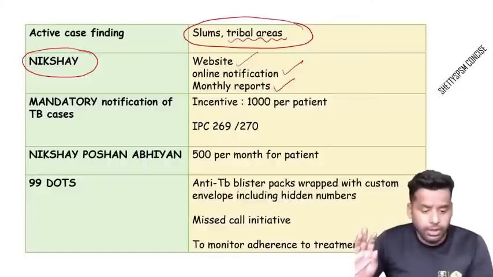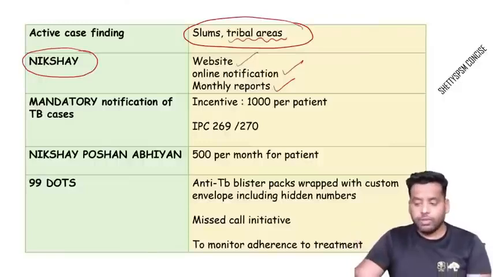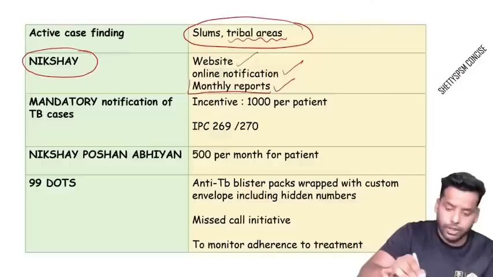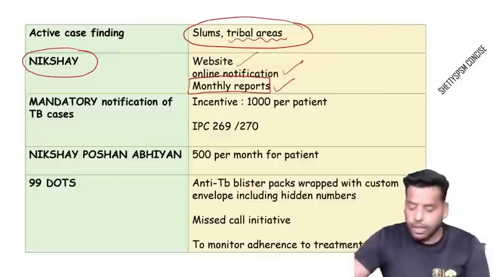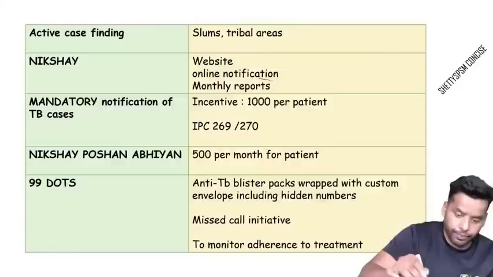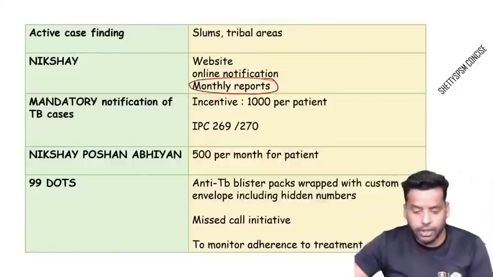Nikshay, Kshay Roga means TB. Nikshay is the TB website. The notification of Nikshay, the frequency is every week, weekly once, true or false? Answer my question. True or false? False statement. It is monthly reports that you are filling.